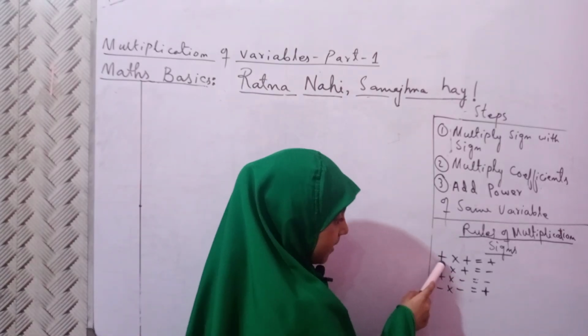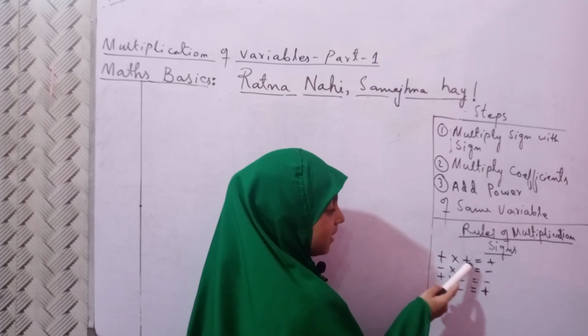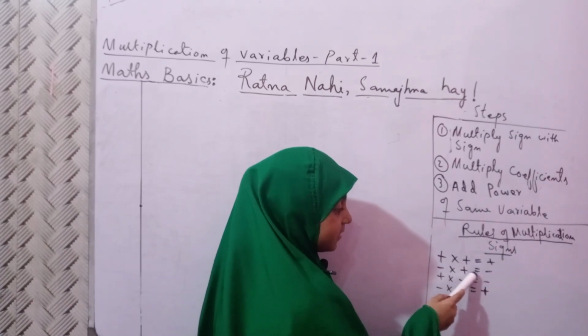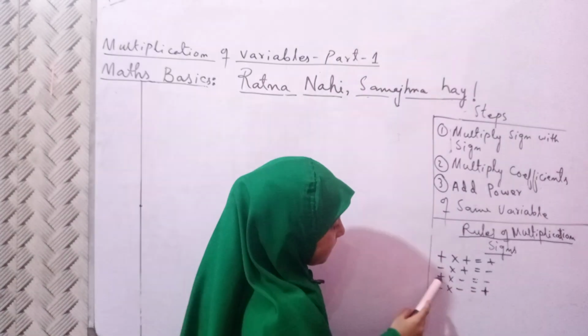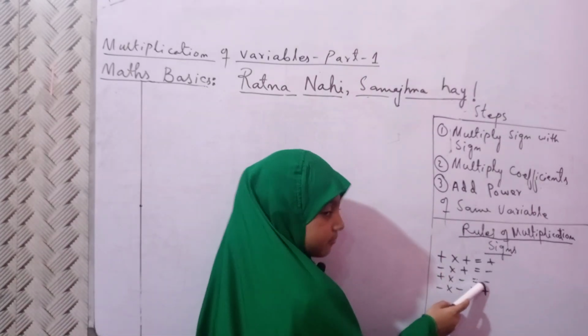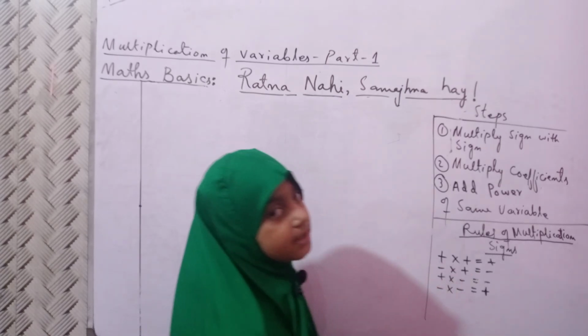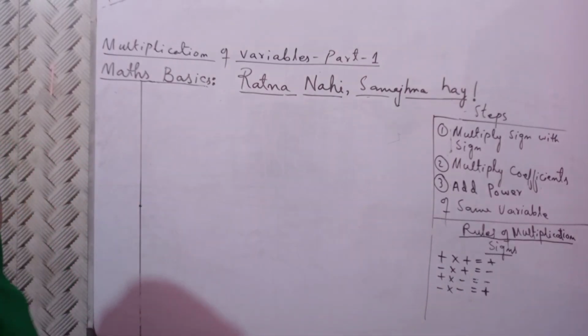First, plus multiplied by plus is equal to plus. Minus multiplied by plus is equal to minus. Plus multiplied by minus is equal to minus. And minus multiplied by minus is equal to plus. Now we will take 4 examples.